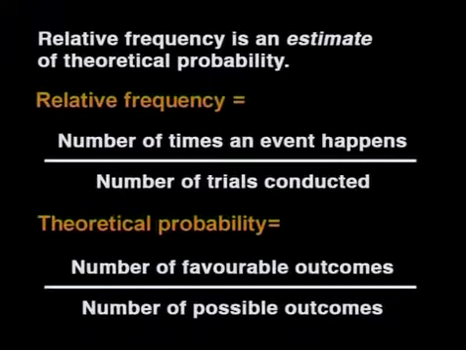Now, let's summarize these ideas. Theoretical probability is the ratio of the number of favorable outcomes to the number of possible outcomes. Relative frequency is the ratio of the number of times an event actually happens to the number of trials conducted. It gives us an estimate of theoretical probability. The more trials you conduct in your experiment, the closer the relative frequency will get you to the theoretical probability.